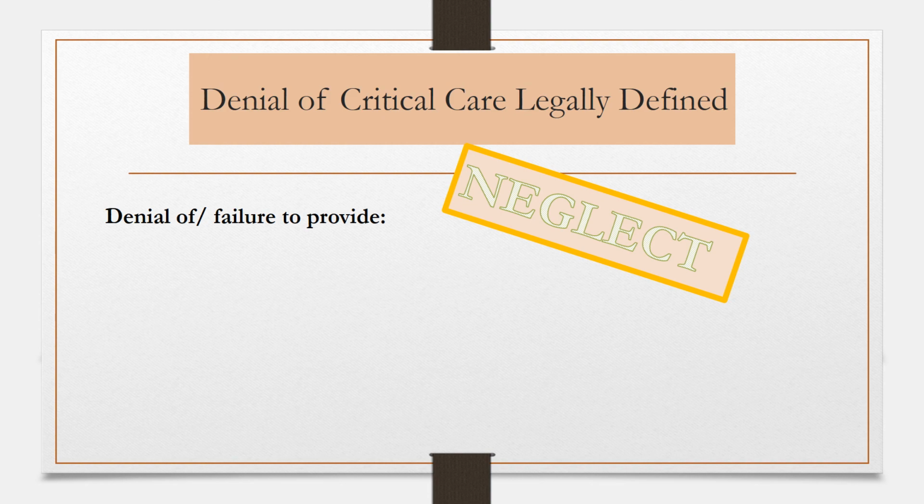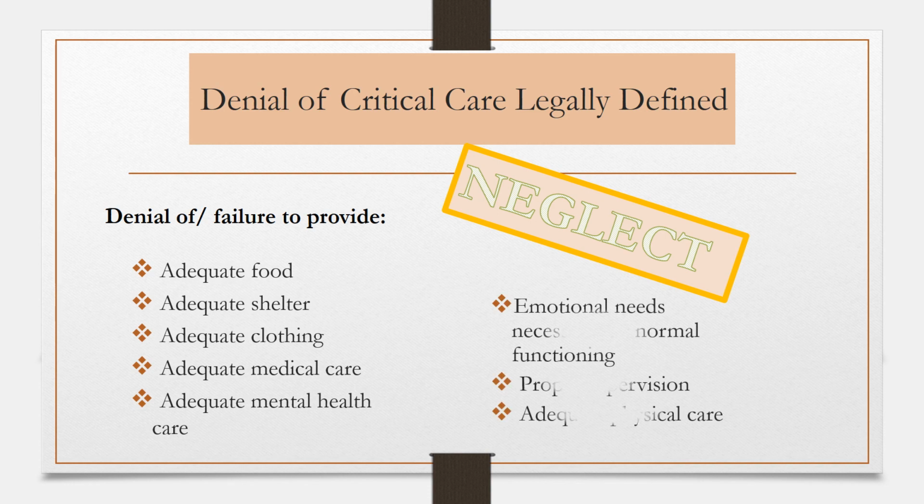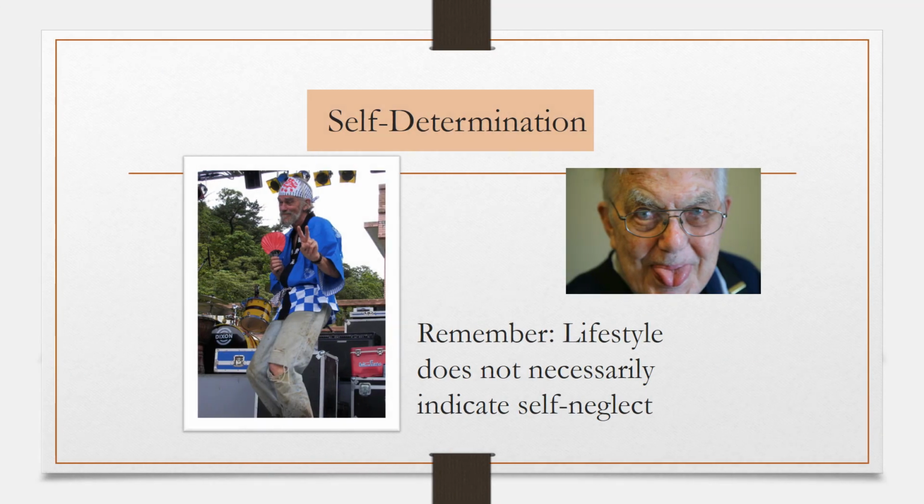Denial of critical care includes the following subcategories: denial of or failure to provide adequate food, shelter, clothing, medical care, mental health care, denial of or failure to meet emotional needs necessary for normal functioning, provide proper supervision, provide adequate physical care. It is important to remember that individuals have the right to self-determination. Our disagreement with a resident's lifestyle does not necessarily indicate self-neglect.